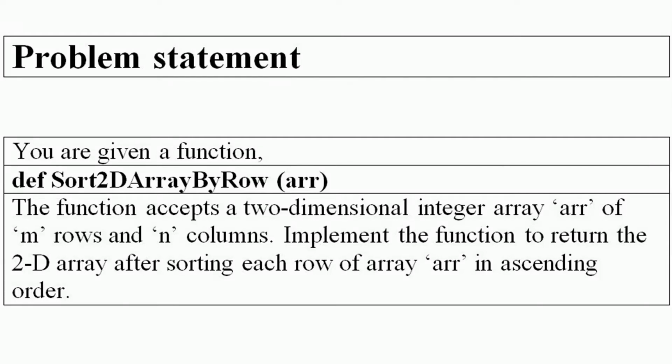Problem statement. You are given a function, def sort 2D array by row. The function accepts a two-dimensional integer array, ARR of m rows and n columns. Implement the function to return the 2D array after sorting each row of array ARR in ascending order.